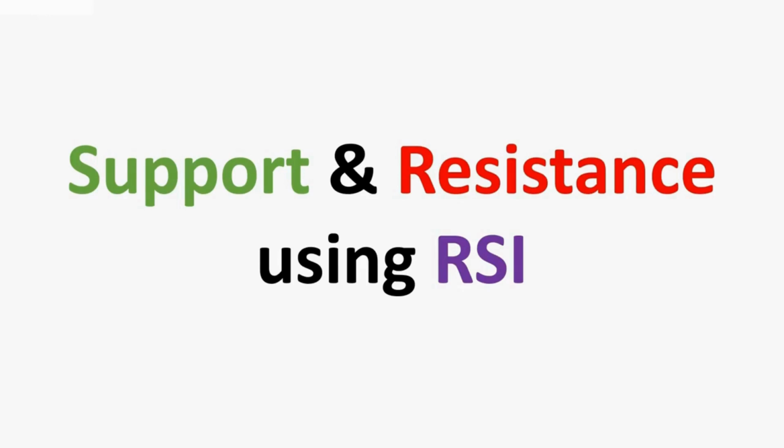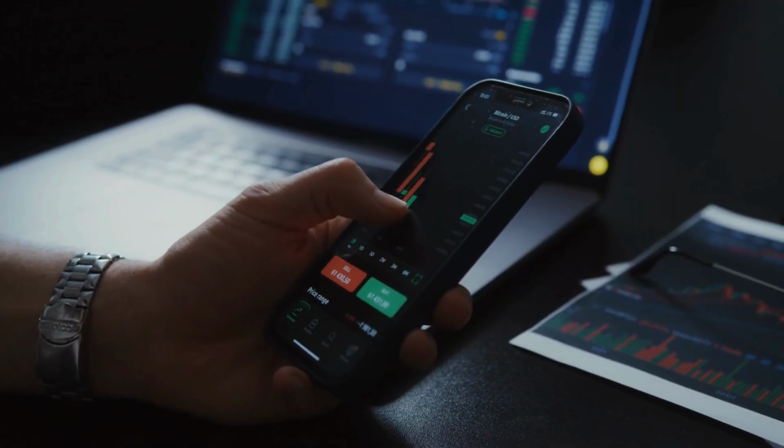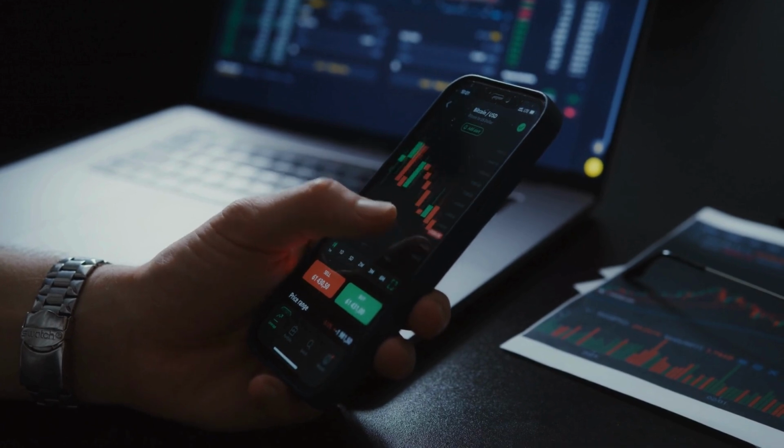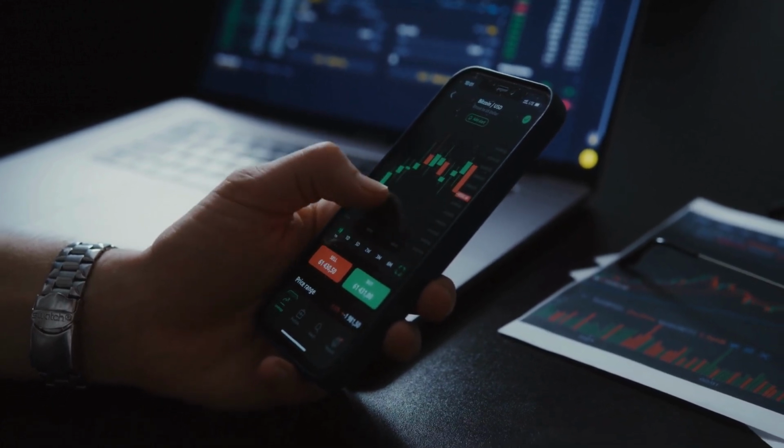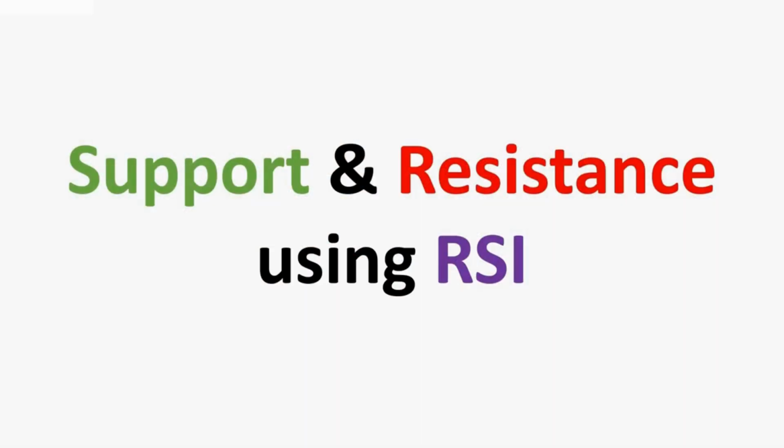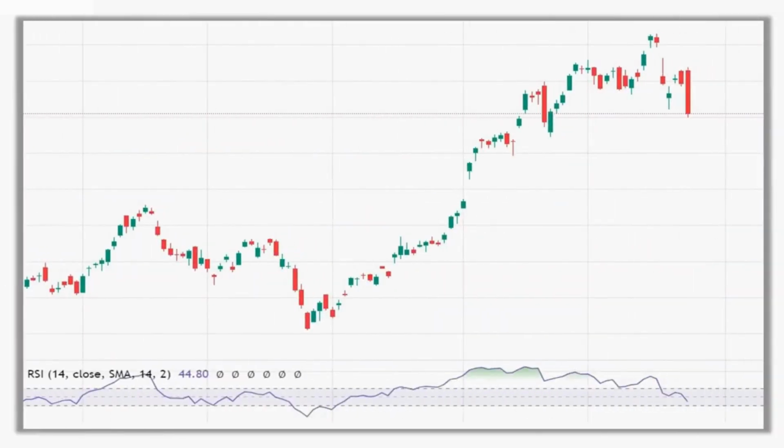Today in this video we are going to understand how we can use RSI and support and resistance to make the best trades in the market. That's right, we are going to use the concept of support and resistance in the RSI and find better than usual trading opportunities.